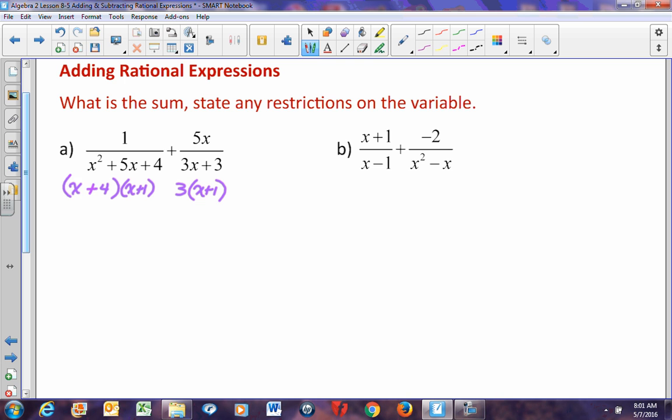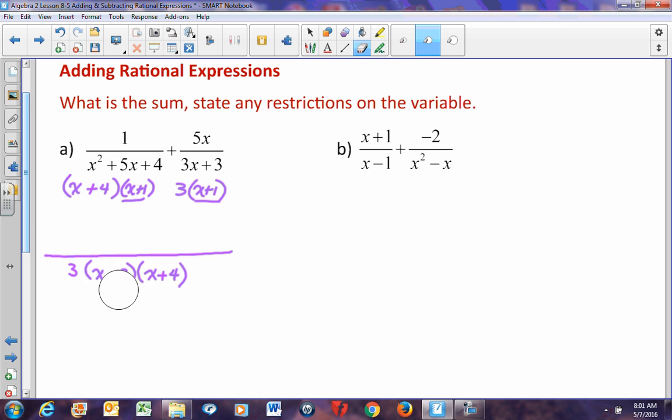So now I look at this and I go, they have an x plus 1 in common, so I need one of those. They have nothing else in common, so I need everything else that's left, which means I need an x plus 4, and I need 3. So there's my common denominator: 3 times x plus 1 times x plus 4. Then I look at this first expression. The 1 over x plus 4 times x plus 1 has the, how did I get an x plus 3? That should be x plus 1. Okay, so the common denominator is 3 times x plus 1 times x plus 4.